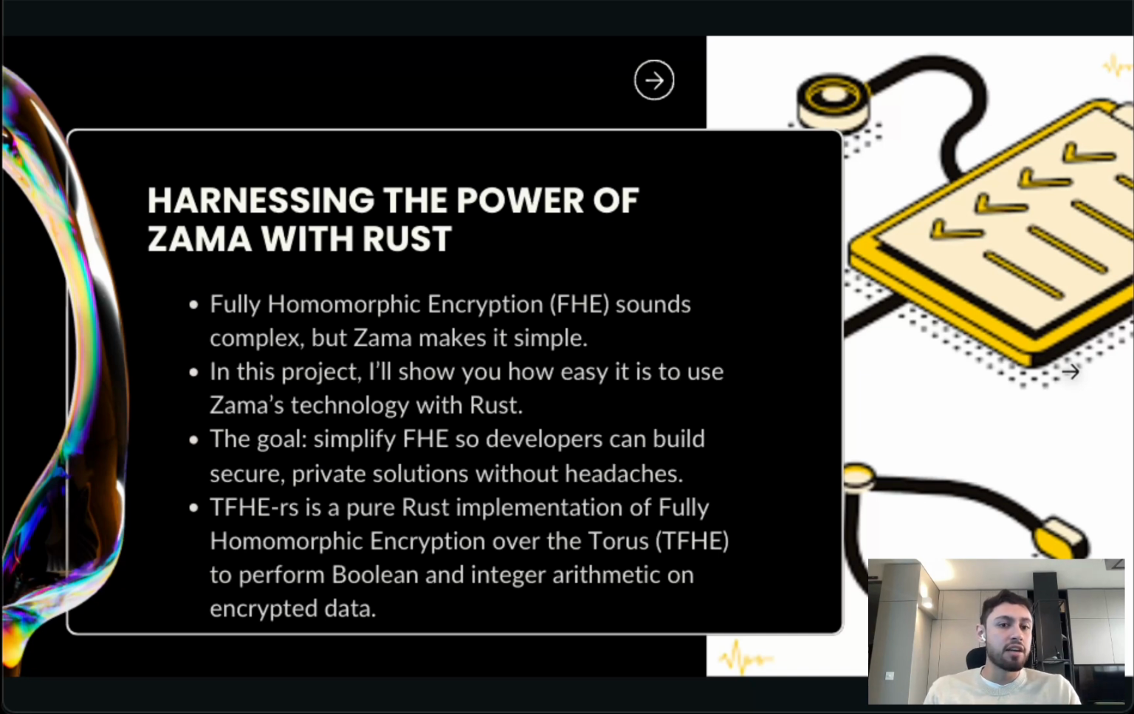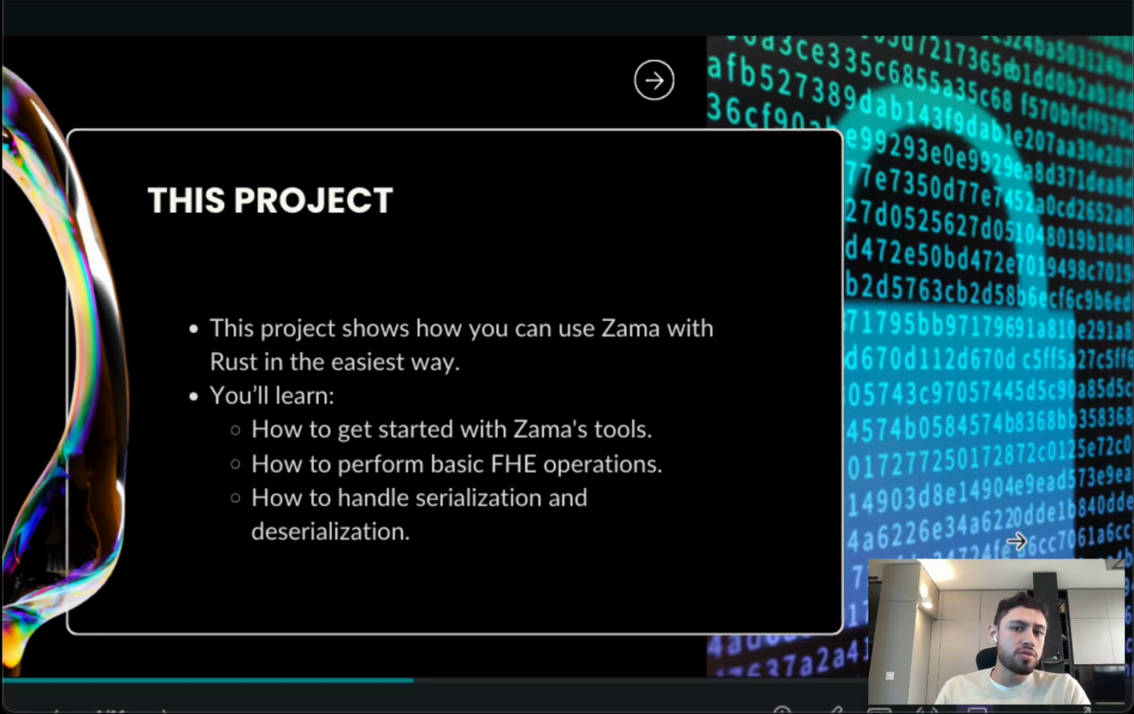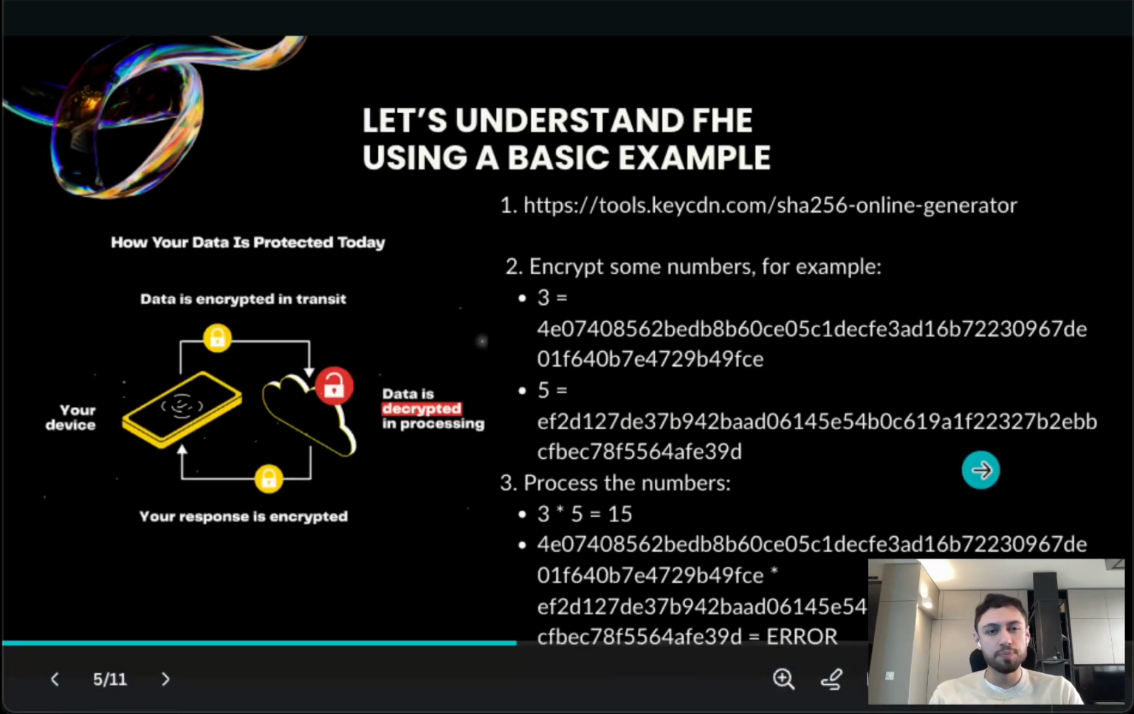TFHE-rs is a pure Rust implementation of FHE, and we can perform Boolean and arithmetic operations on encrypted data. In this project, I will show you how to use Zama with Rust. You will get started with Zama's tools, perform some operations, and handle serialization and deserialization. That is very, very important.